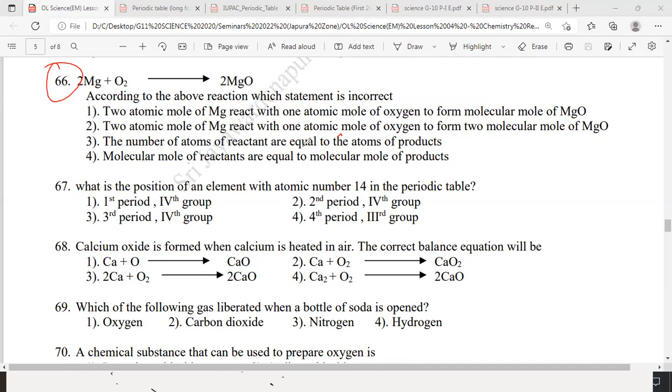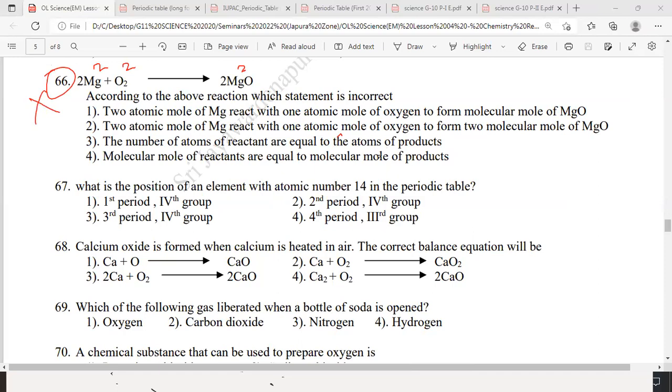Actually, molecular mole of reactant is not equal, because magnesium oxide is not a molecule. That's the problem here. There's a drawback in this question, because magnesium oxide is an ionic compound and magnesium is a metal. Atoms you can take, but the number of atoms of reactant equal to the atoms of products, here the number of atoms will also not be equal. Here you get 2 atoms, and here 2 atoms altogether, not equal, 4 and 2. So we will skip this question, because there's no definite answer for this, since magnesium oxide is not a molecule.